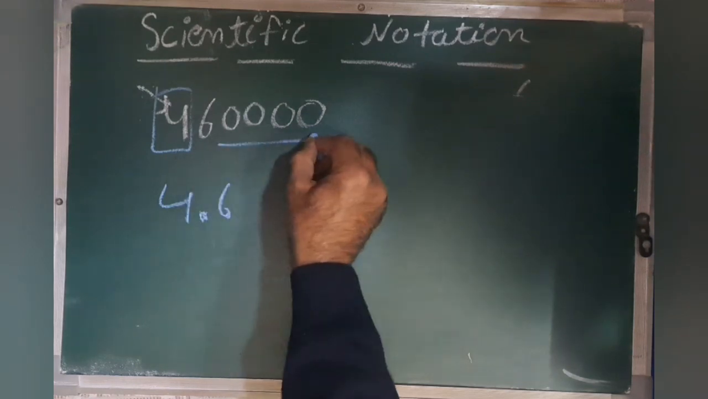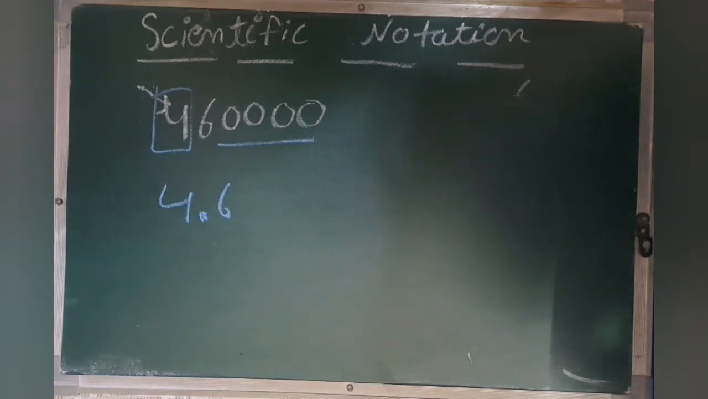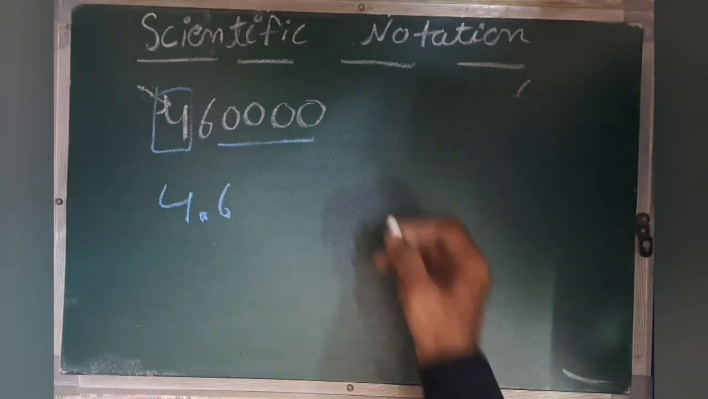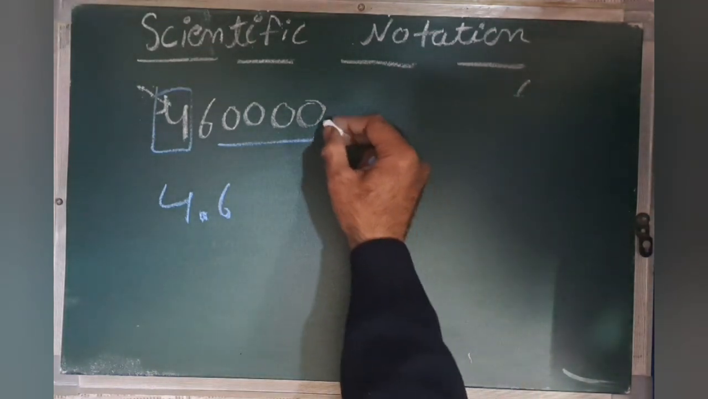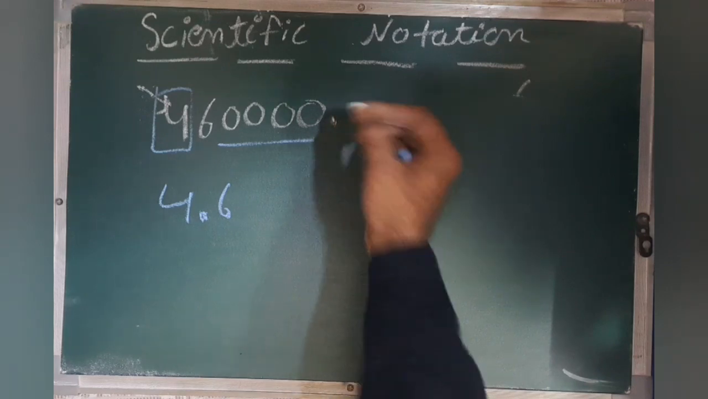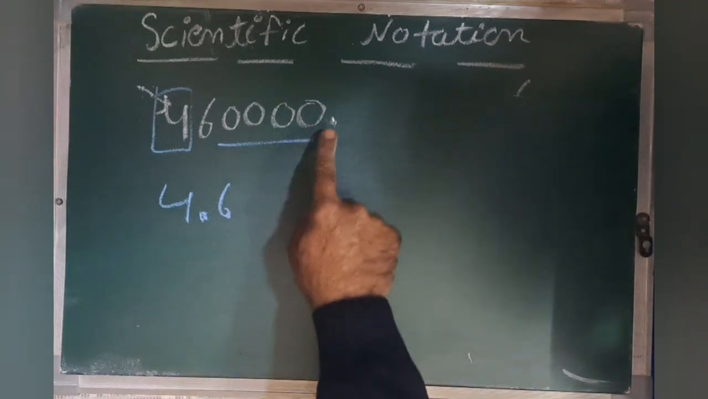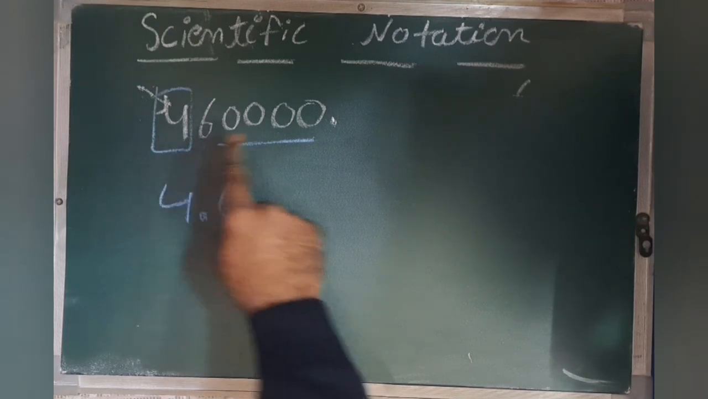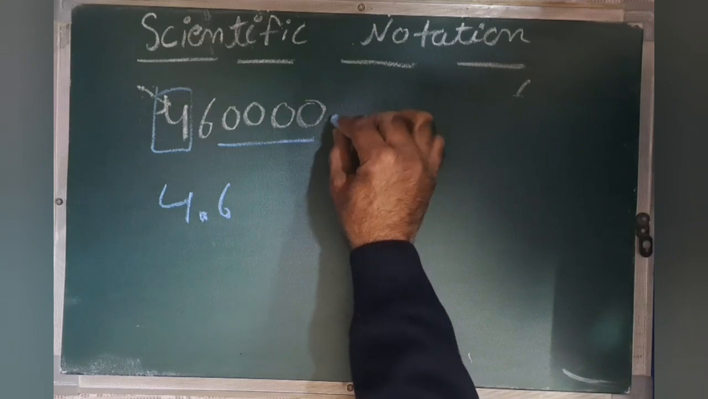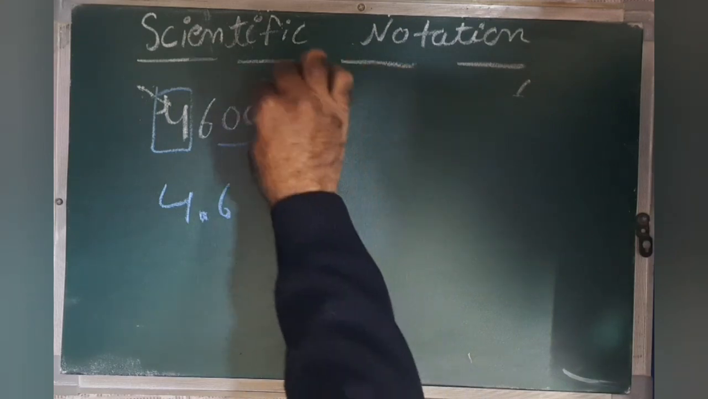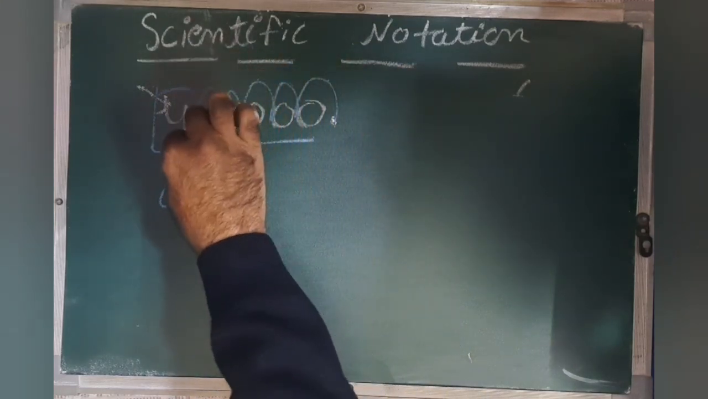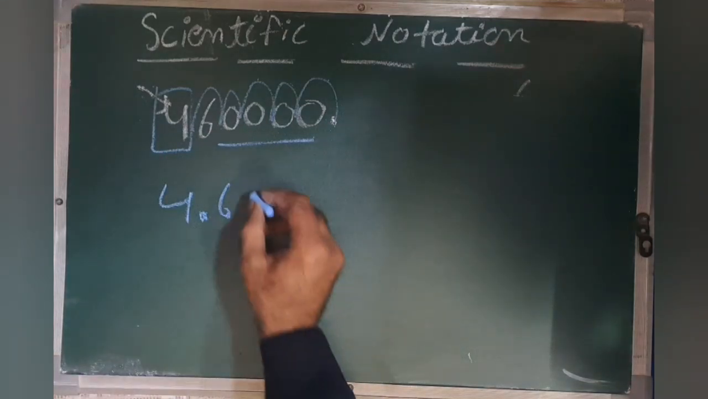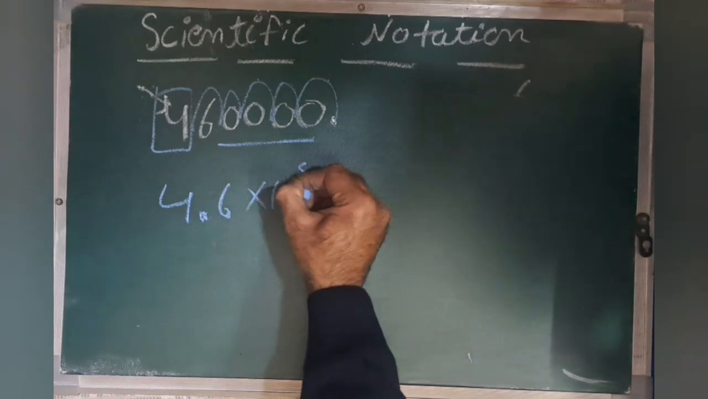And how many zeros are there? That is 4 zeros. In this number the decimal is not shown, so we can think of the decimal being at the end. We have to put the decimal in the new place. How many times is the decimal moved? Decimal is here, so 1, 2, 3, 4, 5. So the decimal is moved 5 times. What is our answer? That means multiply 10 power 5.